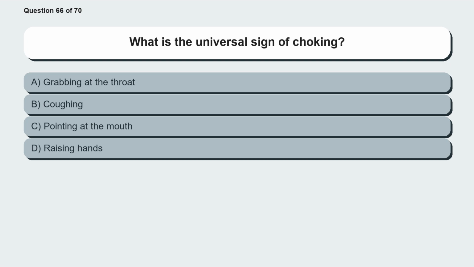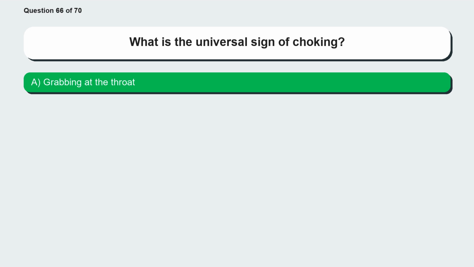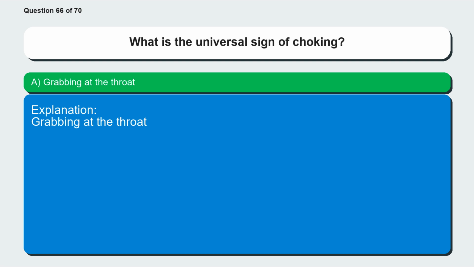Question 66. What is the universal sign of choking? Option A, grabbing at the throat. Option B, coughing. Option C, pointing at the mouth. Option D, raising hands. The correct answer is option A, grabbing at the throat.